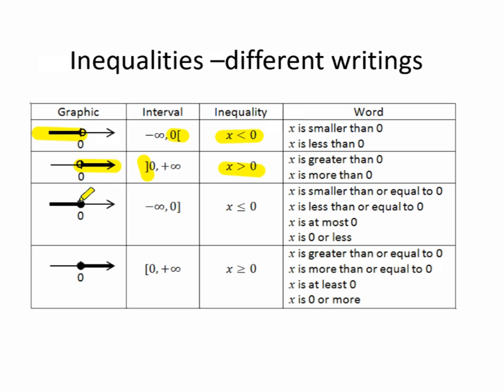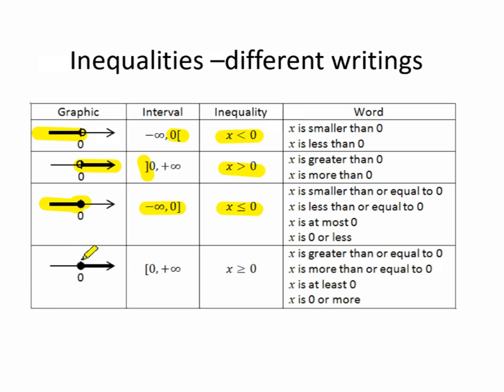Now what happens if the dot is full and it's going to the left? That means it's going from minus infinity to 0. And 0 is included because our dot is full. We can also say x is smaller than or equal to. So you see at the bottom of the symbol, there's an equal sign. It also means that x is at most 0 or x is 0 or less. There's different ways we can say it.